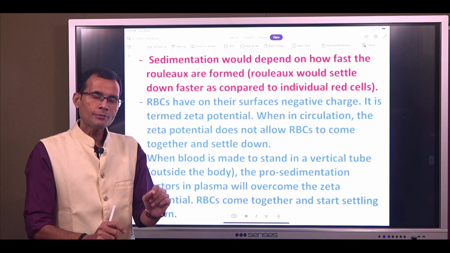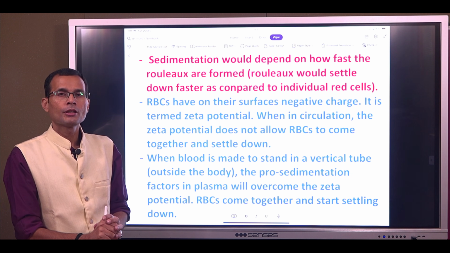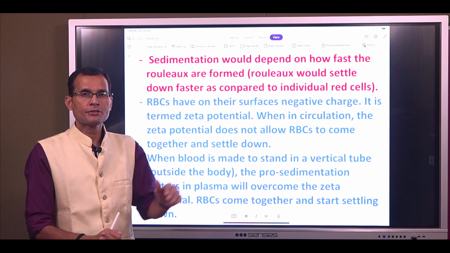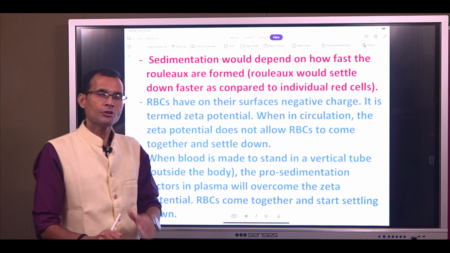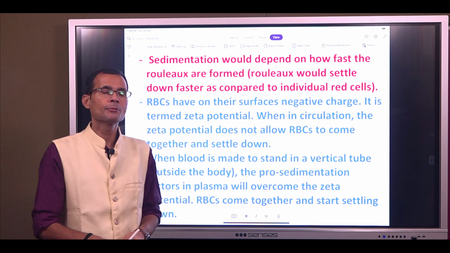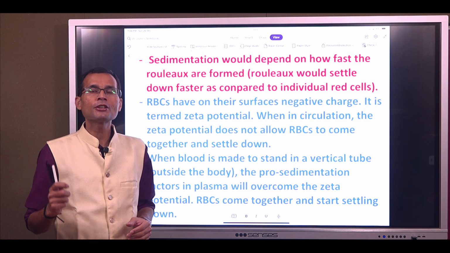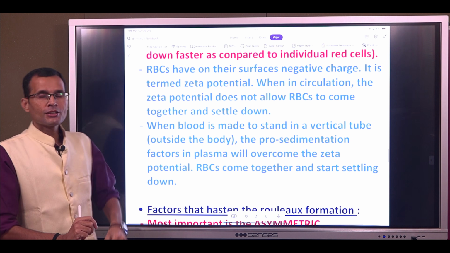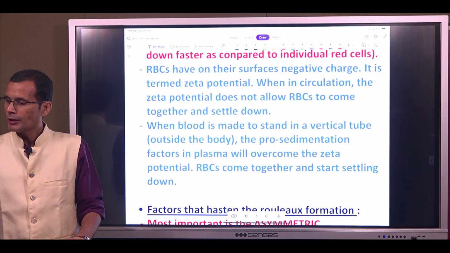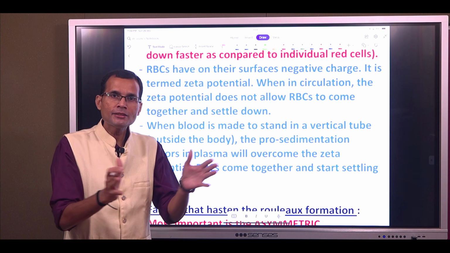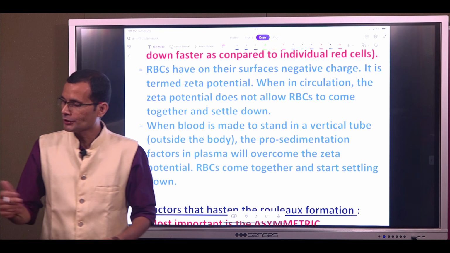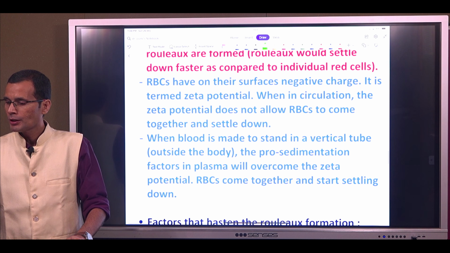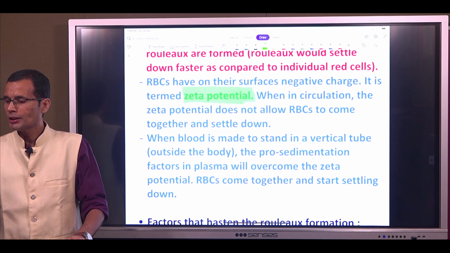Now, in the circulation inside the body, the RBCs have negative charges in their membranes. On the surface of the RBC membrane there are these negative charges, and this negative potential has been referred to as zeta potential. And this zeta potential, the negative charges, do not allow the RBCs to come together while they are in circulation.